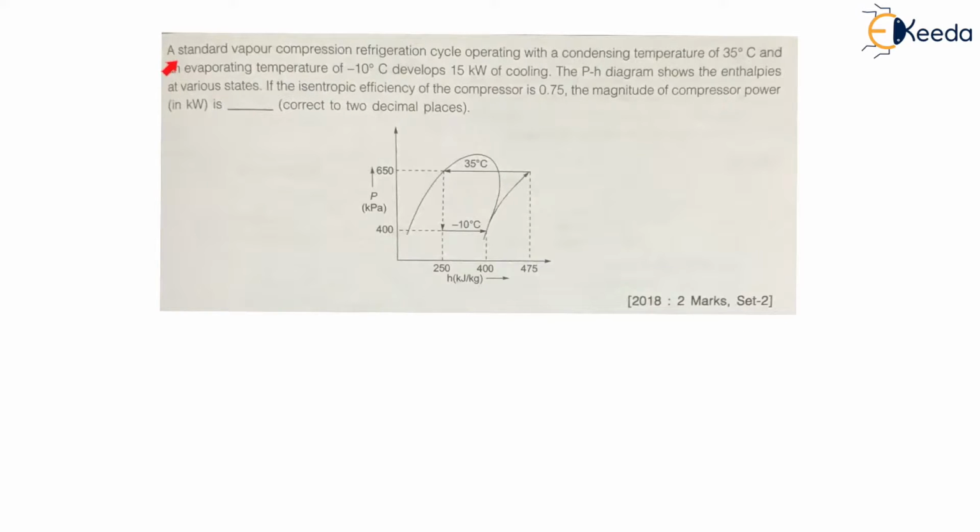Now the question is, a standard vapor compression refrigeration cycle operating with condensing temperature of 35 degrees Celsius and an evaporating temperature of minus 10 degrees Celsius develops 15 kilowatt of cooling. Now here it is a standard VCR cycle without losses, right? The meaning of this statement, 15 kilowatt of cooling, is that the net refrigerating effect is 15 kilowatt. Therefore we can say the net refrigerating effect is equal to 15 kilowatt, right?